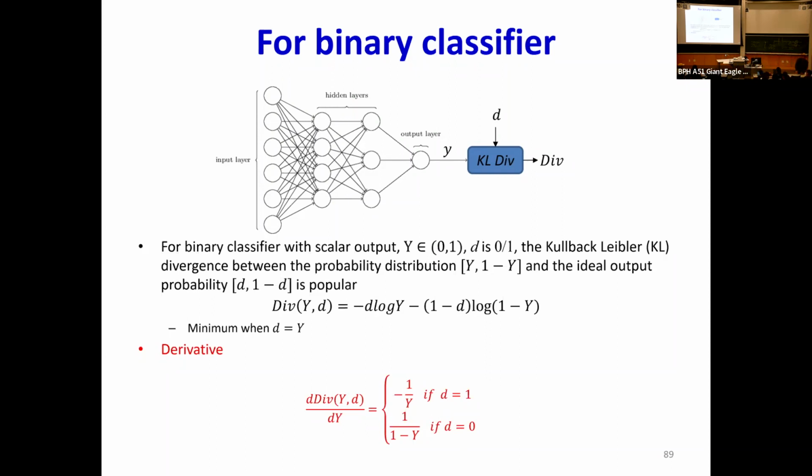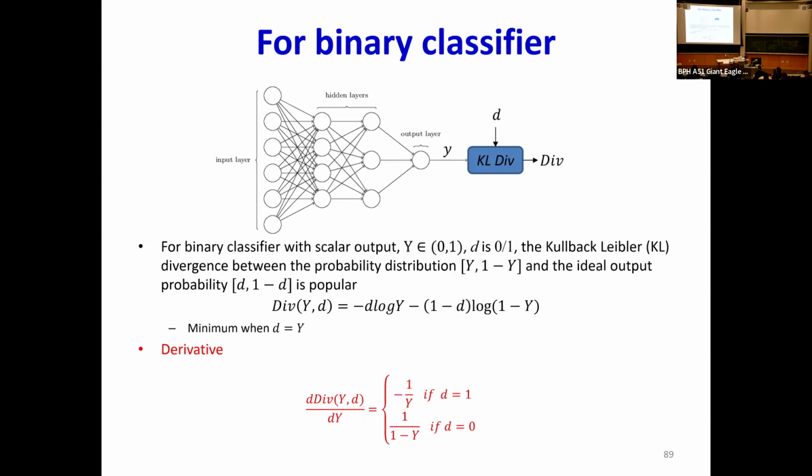If d is 1 and y is 1, what does this look like? One minus d becomes 0, so the second term disappears. Log of 1 is 0, so the first term becomes 0, this becomes 0, correct? If d is 0 and y is 0, it also becomes 0, right? And it's monotonic. So here you have this property. If the output is the same as the desired output, the divergence is 0. When the output and desired output are exactly mismatched, the divergence is infinite.